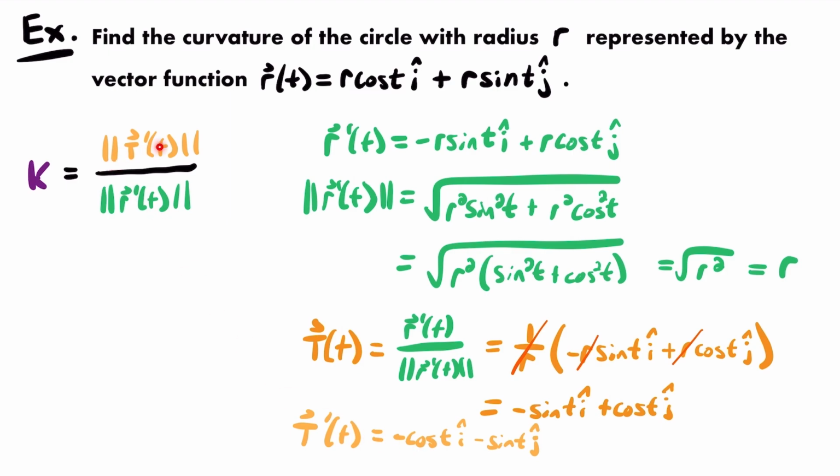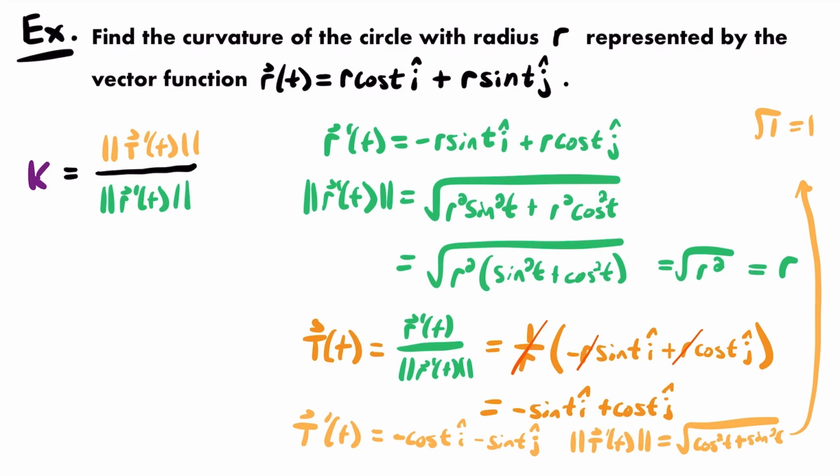Now we need to calculate its magnitude. So we will take the square root of the sum of the components squared, and that will give us the square root of negative cosine t squared. That negative will go away when you square it, and the same thing for negative sine t when you square that. So you'll just get cosine squared t plus sine squared t. And once again, we can just use the Pythagorean identity for sine and cosine. Cosine squared t plus sine squared t is 1, so we get the square root of 1, which is equal to 1. All right, so that's pretty nice. 1 is the magnitude of the derivative of the unit tangent vector.